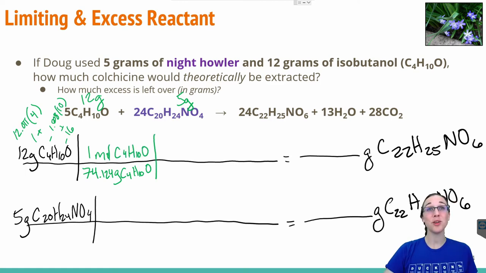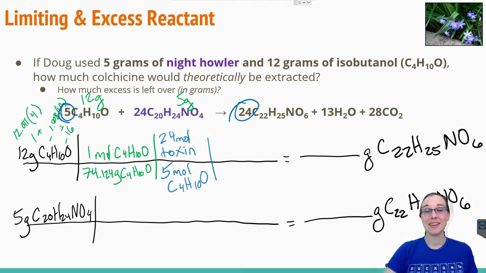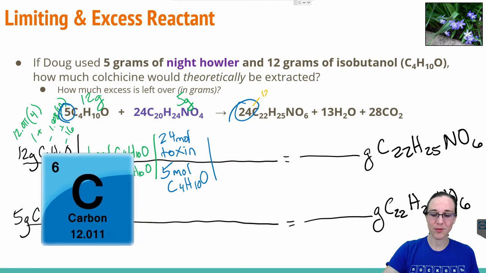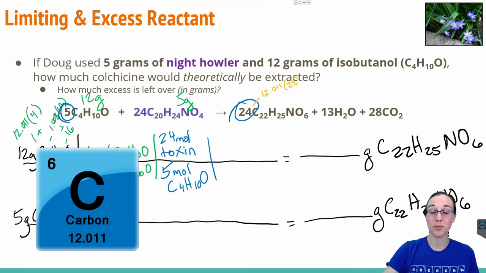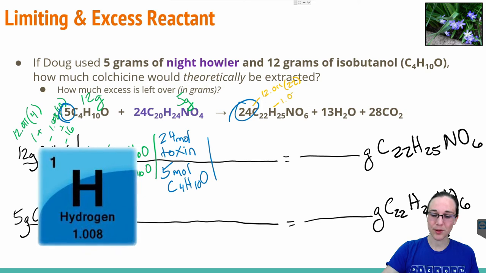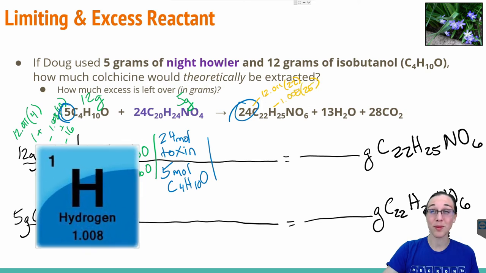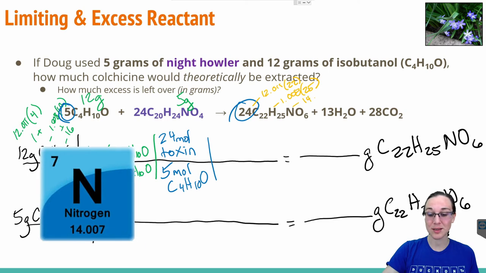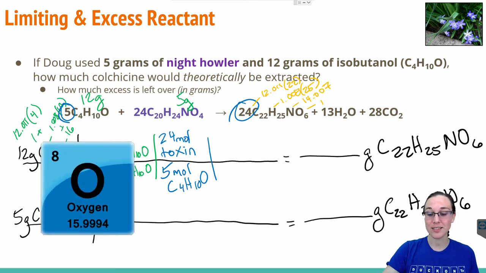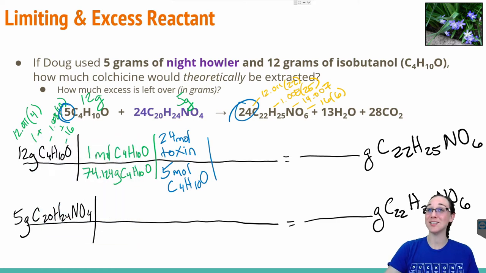Now we need the mole ratio from the balanced equation. We have 5 moles of isobutanol to every 24 moles of the neurotoxin. Now we need the molar mass of our neurotoxin. If we look at our periodic table, each carbon weighs 12.011 and there's 22 of those, so multiply by 22. Each hydrogen weighs 1.008 and there's 25 of those, so multiply by 25. Each nitrogen weighs 14.007. And each oxygen weighs 16, and there's 6 of them. Add those values together, and we get 399.45 grams of toxin per mole of toxin.